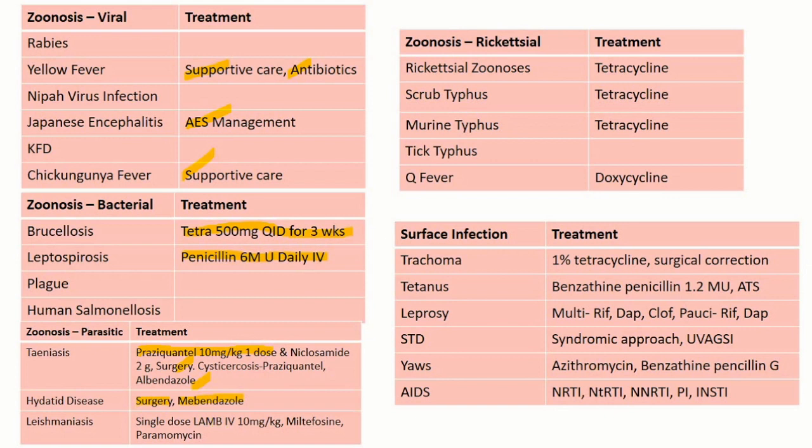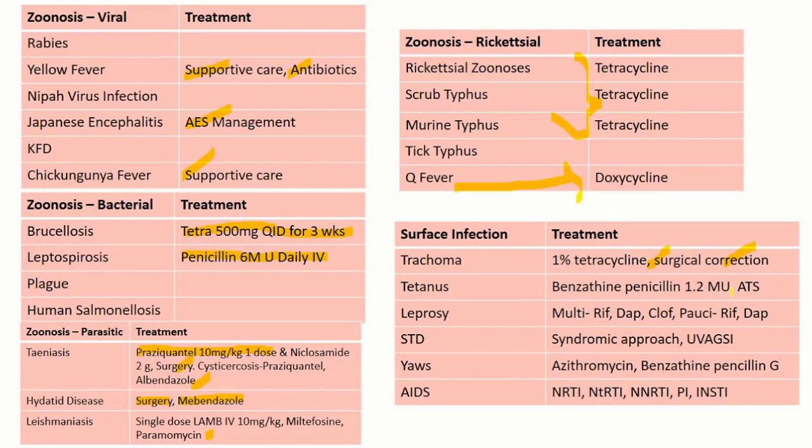Leishmaniasis, single dose liposomal amphotericin B IV 10 mg per kilogram is the drug of choice. Miltefosine, paromomycin are helpful. Rickettsial zoonosis, scrub typhus, murine typhus, tetracycline are the drug of choice. Q fever, doxycycline is a drug of choice. Trachoma, 1% tetracycline ointment locally to be given, and surgical correction of the deformities like entropion should be done.